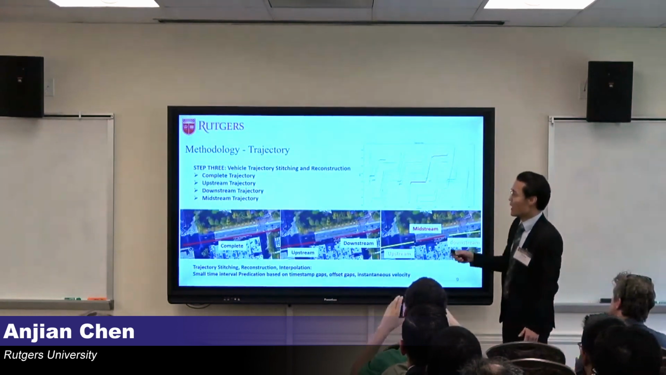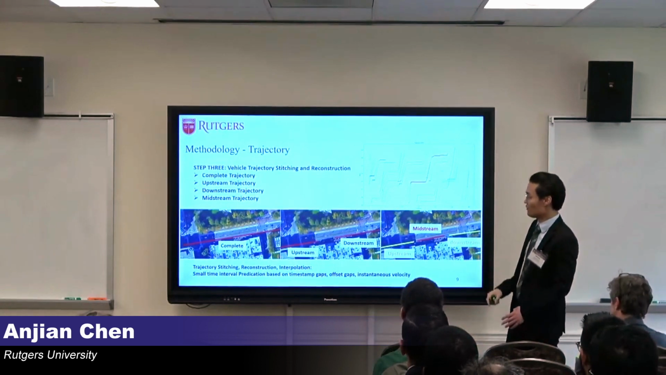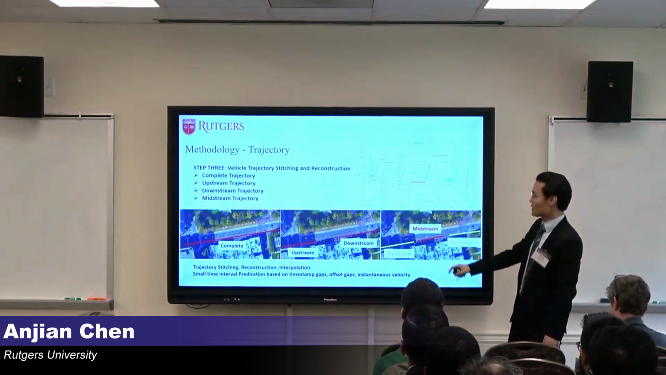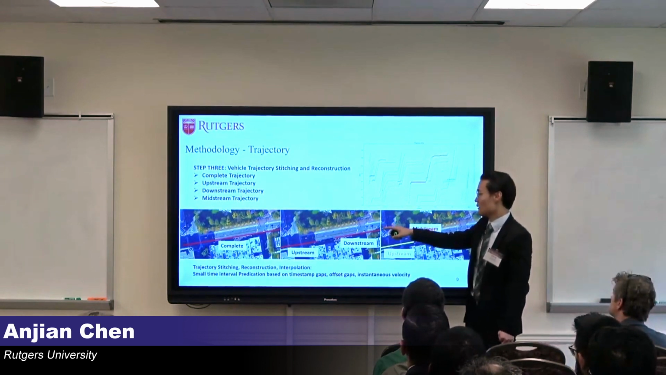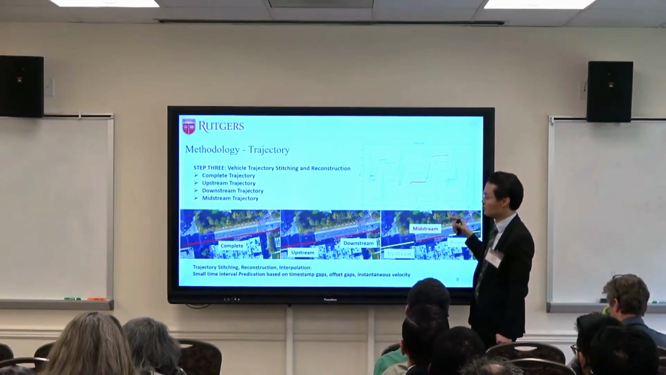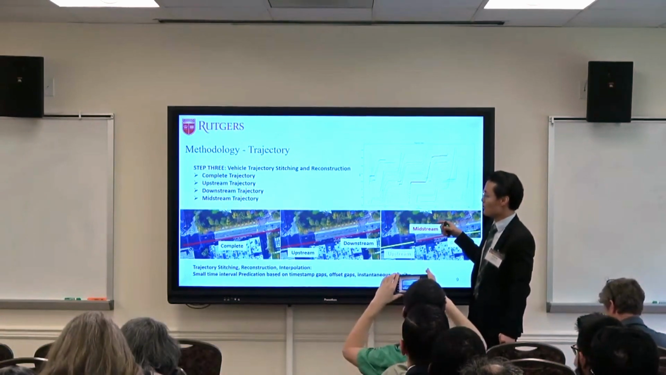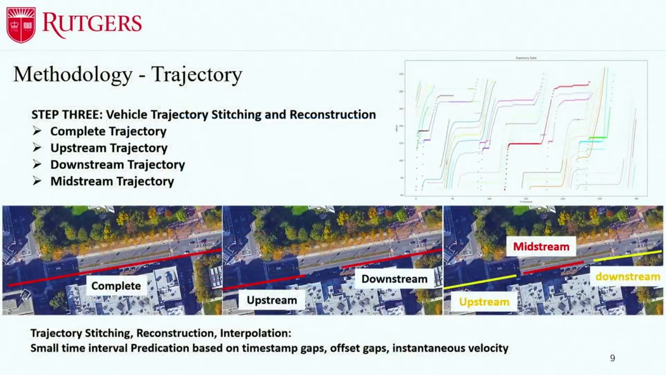In the next step, I divide all the trajectory data into these 4 categories. First, the complete trajectories. If a vehicle can drive from the start point to the end point directly in our research area, that means this is a good trajectory. I don't have any broken points. So that's the complete trajectories.